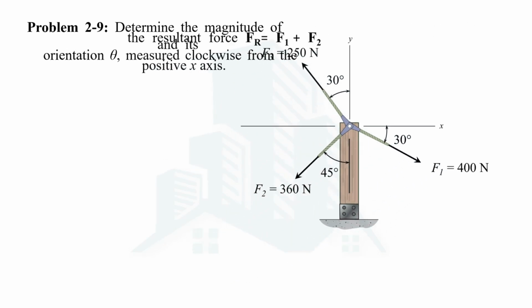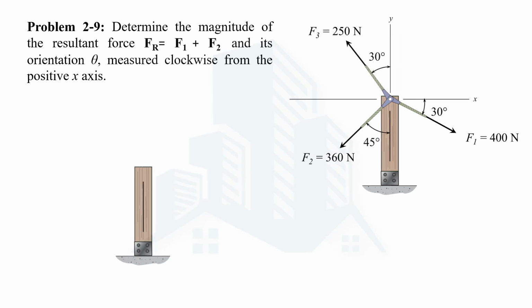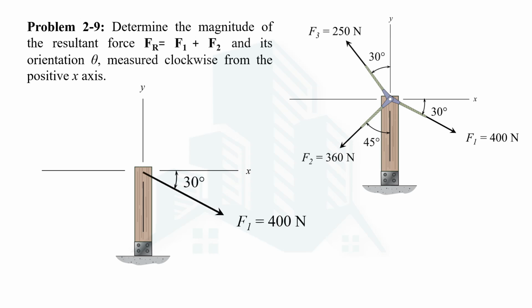So let's solve this problem. Let's take the member on which the forces are acting. This member is subjected to three forces, but we are not interested in the F3 force since the resultant of the F1 and F2 forces is required in this problem. Therefore, let's apply the F1 force, which makes an angle of 30 degrees with the positive x-axis, and the F2 force, which makes an angle of 45 degrees with the negative y-axis.